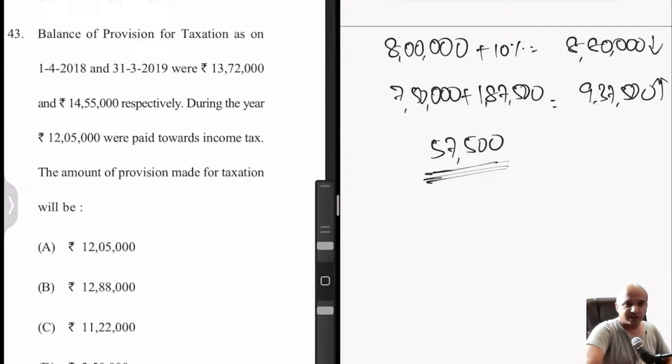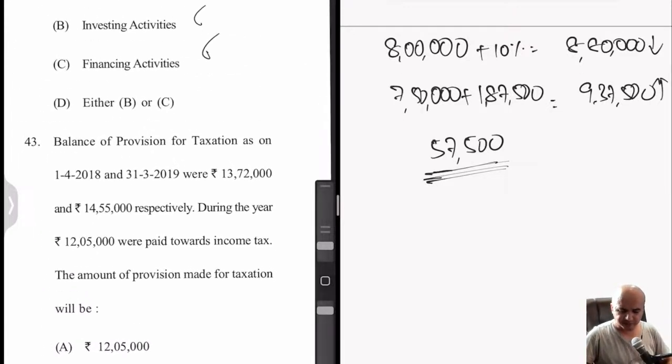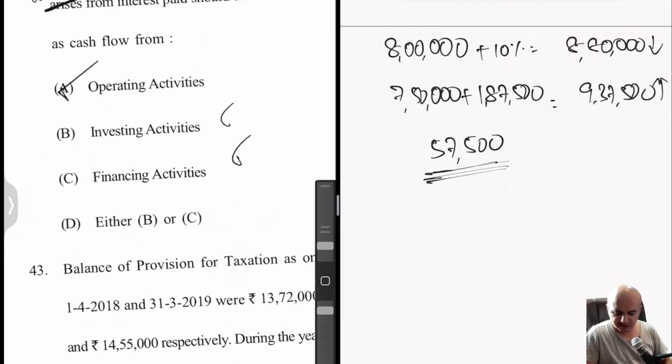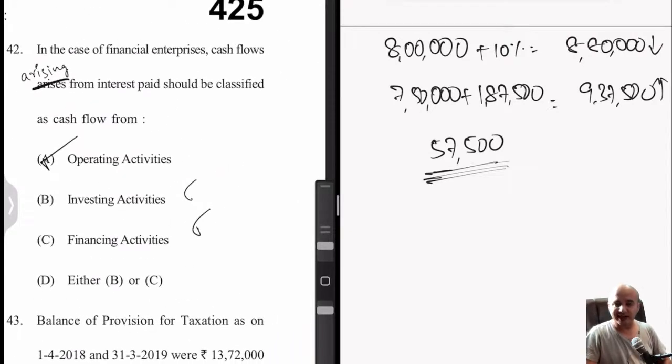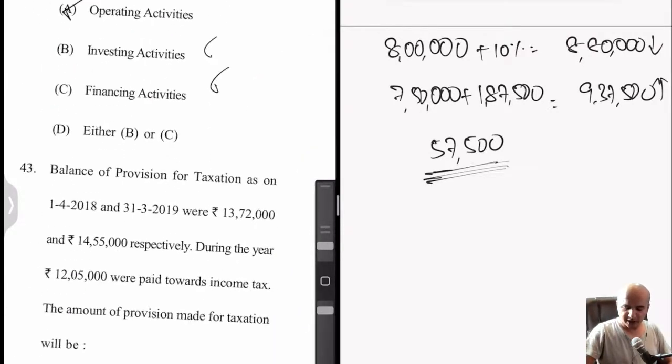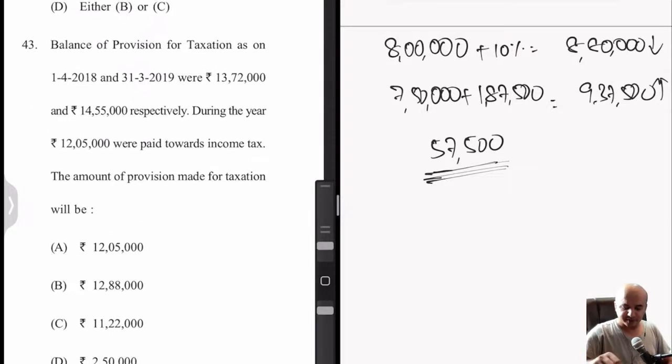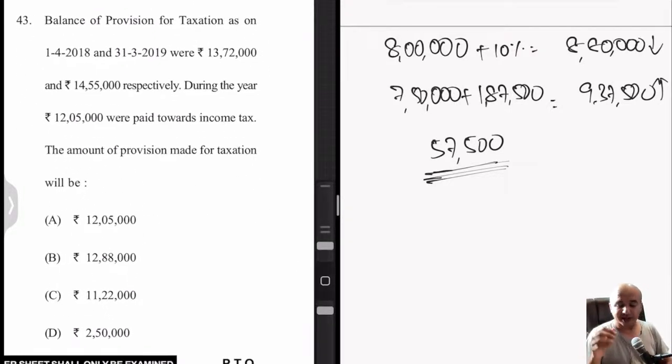Question number 43. Okay, it's a practical question. Priyan says option C. I hope you guys were referring to the previous problem. Option A is in fact the right answer for question number 42. Next, question number 43. Balance of provision for taxation as on. This is again very similar to the one which we solved just now regarding that investment. So here also we have been given the opening balance and the closing balance of provision for taxation, and they also mentioned how much tax was paid.